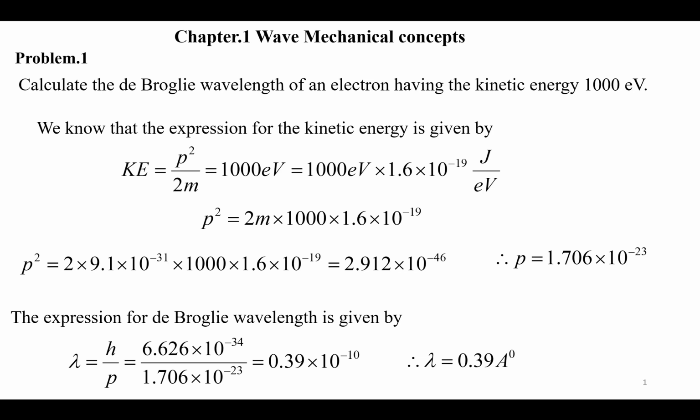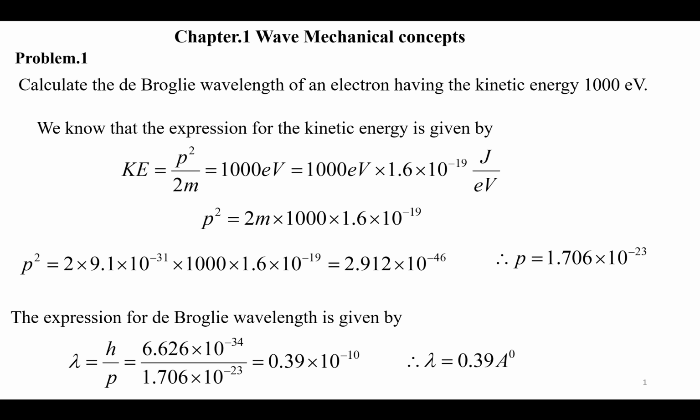So in this class we shall discuss some problems related to wave mechanical concepts in quantum mechanics. These problems are related to de Broglie wavelength, uncertainty principles, and one-dimensional quantum well problems, infinite and finite quantum well problems. So problem 1 goes like this: calculate the de Broglie wavelength of an electron having the kinetic energy 1000 electron volt.